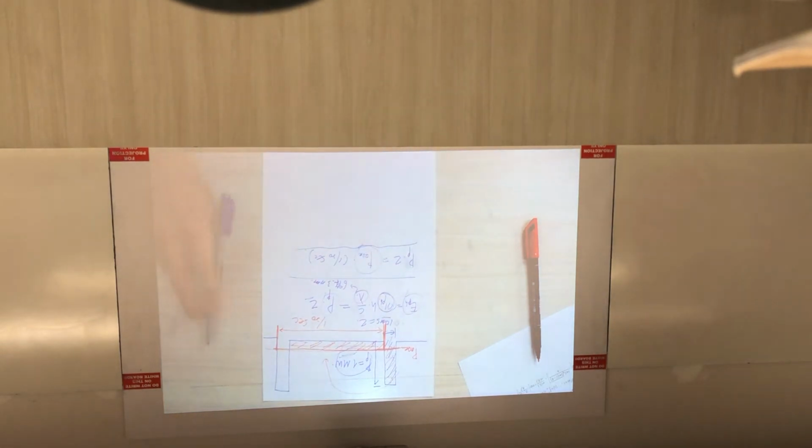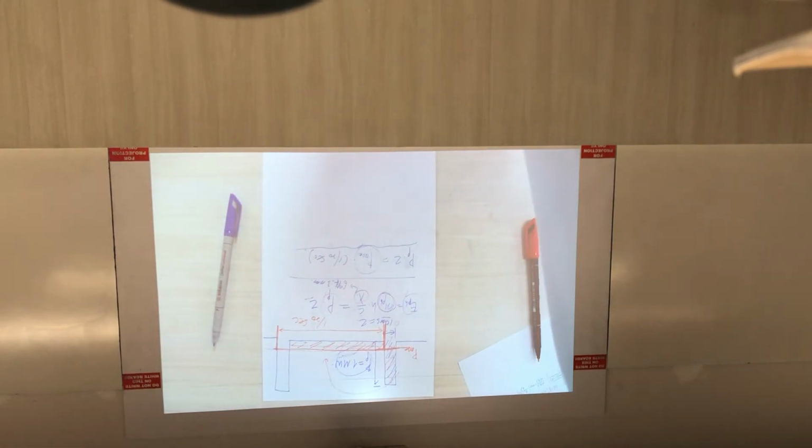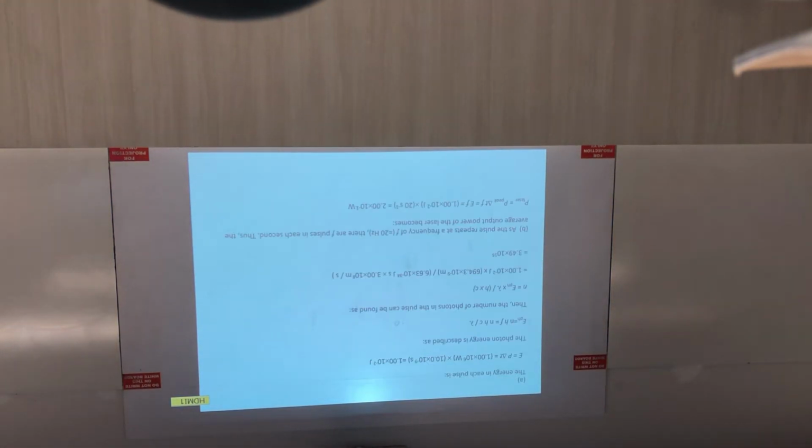Is it on the formula sheet? Is it on the formula sheet? No. What's going on? The average power.